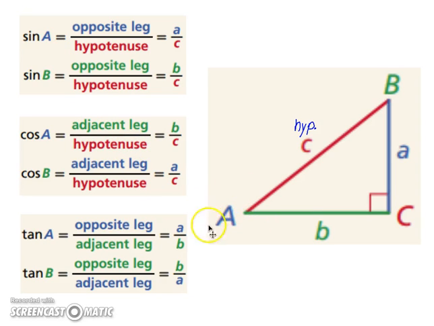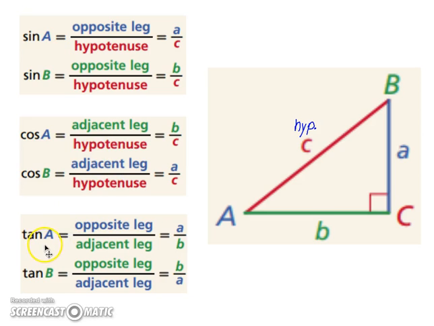Now, if you look at angle A, there's technically two sides that are adjacent, B and C. However, you already labeled that C has to be the hypotenuse. It can't be both things. So the only side adjacent to A is side B. So we have B over C. For the cosine of B, we have our adjacent side, which is the side adjacent that's not the hypotenuse, so little a, over our hypotenuse, which is C. So cosine is adjacent over hypotenuse.